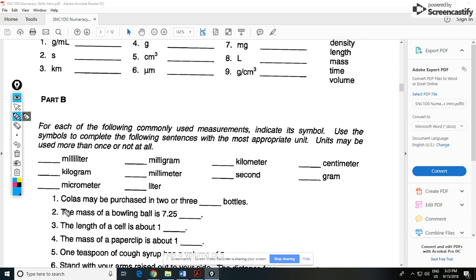So for example, if we're looking at the colas, cola is like a soft drink or a pop. You can purchase them in 2 or 3 blank bottles. So you need to figure out what unit you would use. And it makes sense you wouldn't use a meter unit, so any unit of length you probably wouldn't want to use, or a unit of time you wouldn't want to use. So you'd probably be choosing some kind of liter unit. Now, milliliter is very small, so chances are you're not just getting 2 or 3 milliliter bottles. You're probably going to get a liter bottle, so 2 or 3 liter bottles. And you do that for the other statements, and what you can do is compare answers with peers to see if you're on the right track.